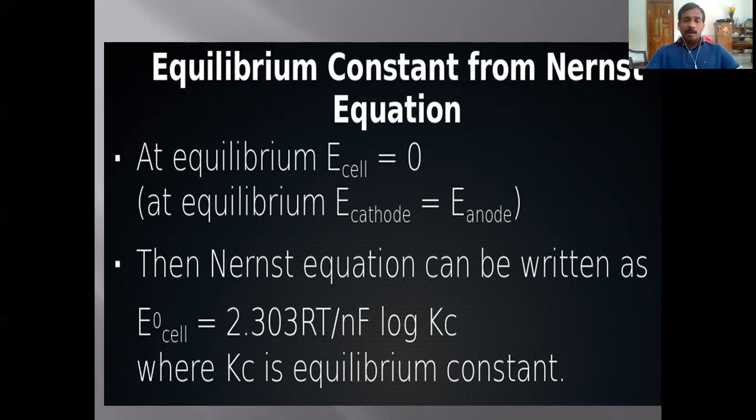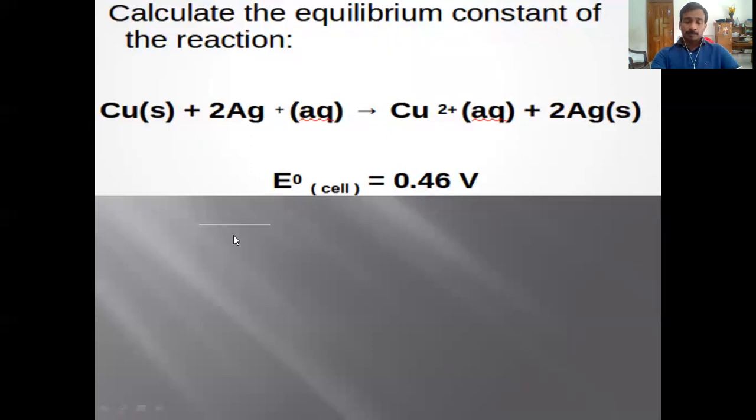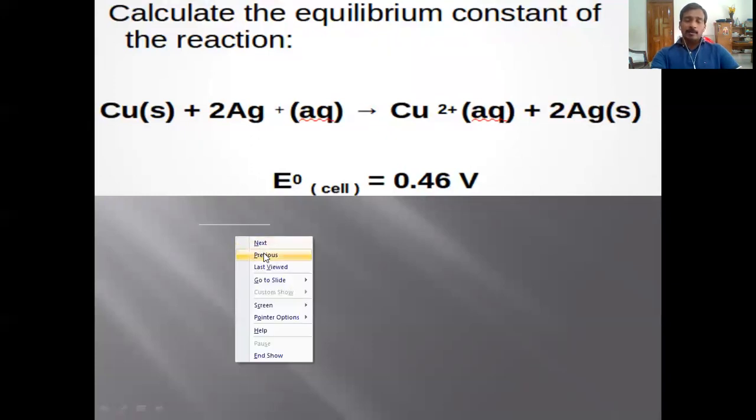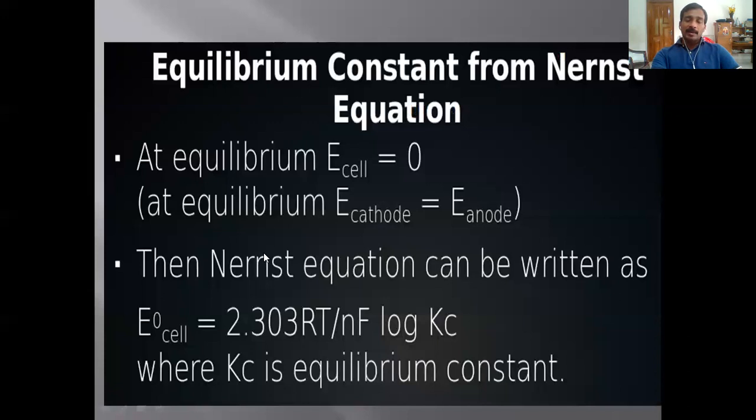So we can write the equation: E cell, that is 0, is equal to E0 cell minus 2.303 RT by nF log Kc. Or E0 cell is equal to 2.303 RT by nF log Kc. Kc is the equilibrium constant. So this equation is an important equation. You have to remember it. Based on this equation, you can expect numerical problems.